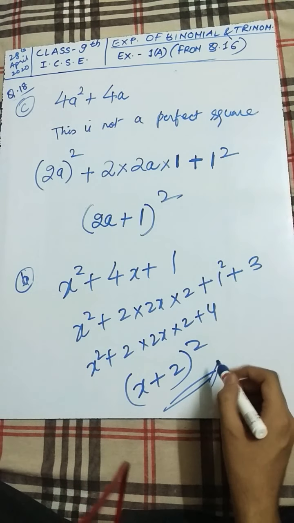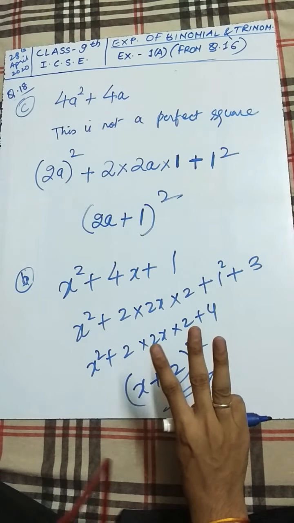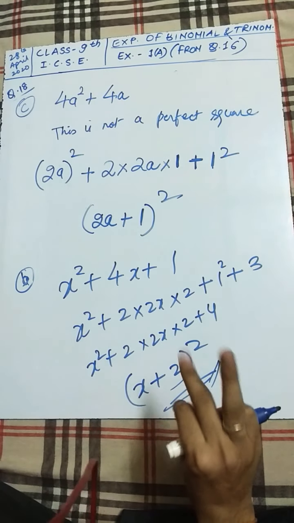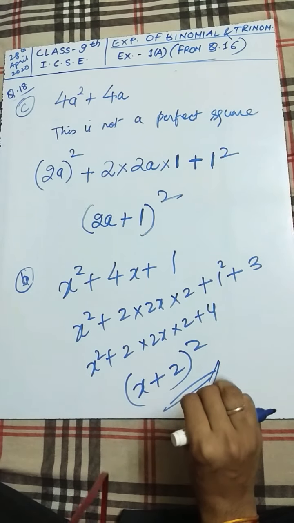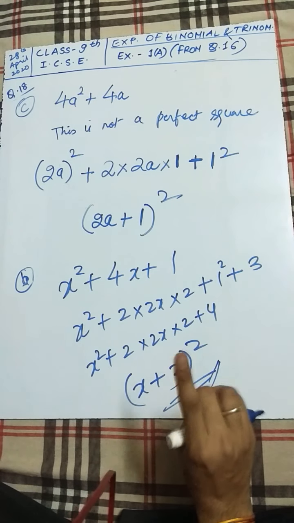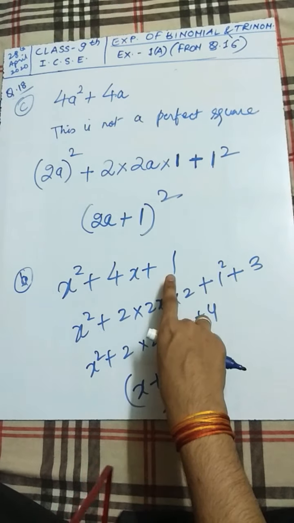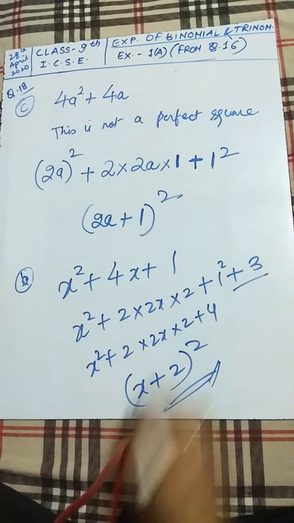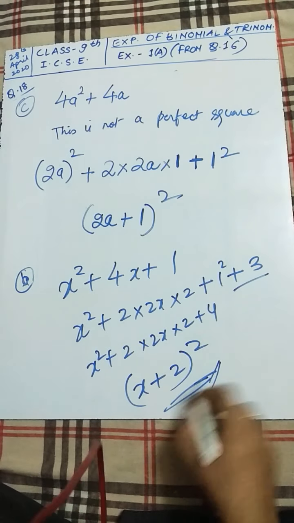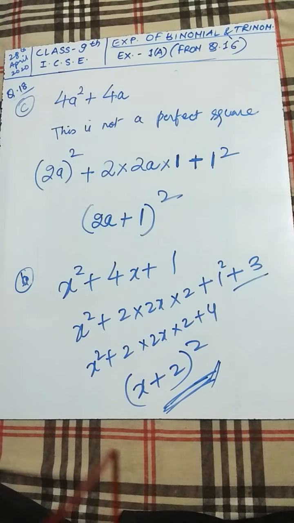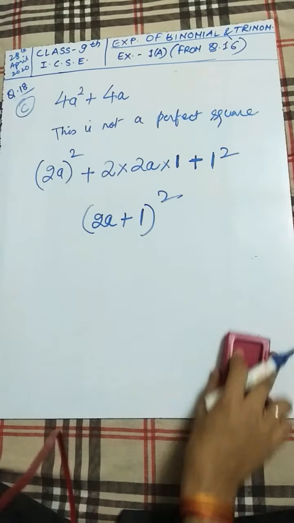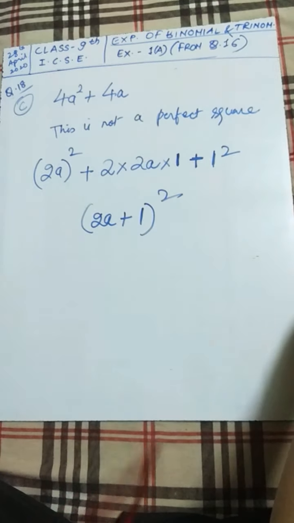Final answer is, see, 3 things were asked. If it is a perfect square, what shall be added, and how can you write it as a perfect square? So in the first question, it was not a perfect square. Second answer is 3 is to be added, and the perfect square will be (x + 2) the whole square.